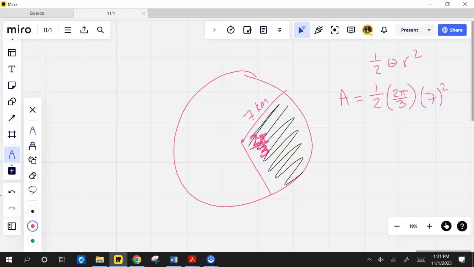You literally are just plugging into that formula. I don't want to pause it. I want to finish teaching.